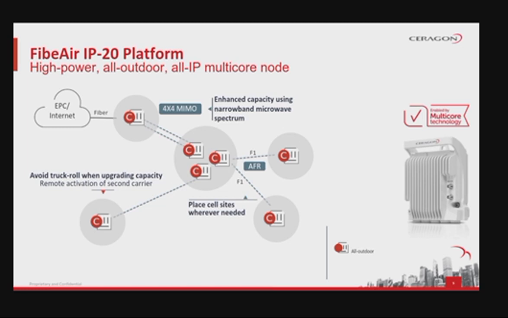The 4x4 line-of-sight MIMO feature adds yet another element of scalability, enabling operators to quadruple capability with the addition of a single IP-20C unit and antenna at each end of the link while utilizing the same exact frequency channel without network replanning.